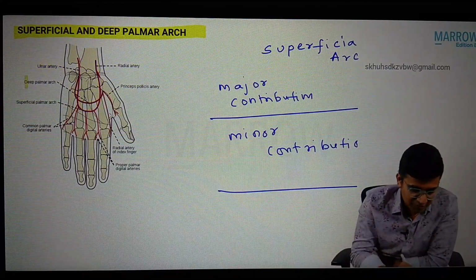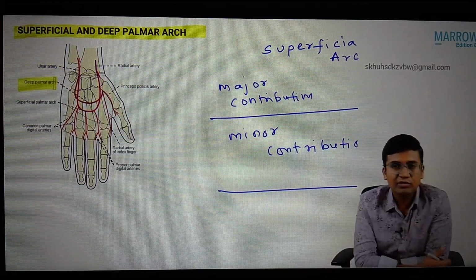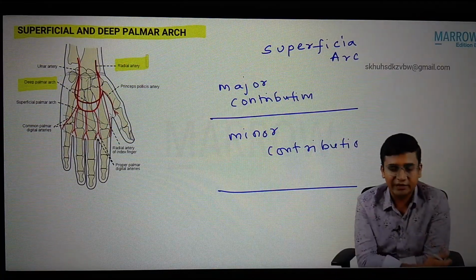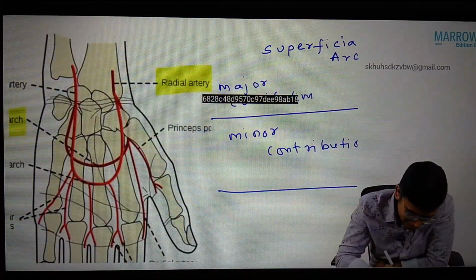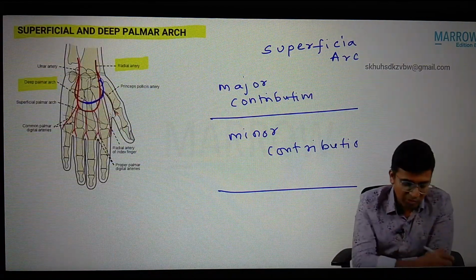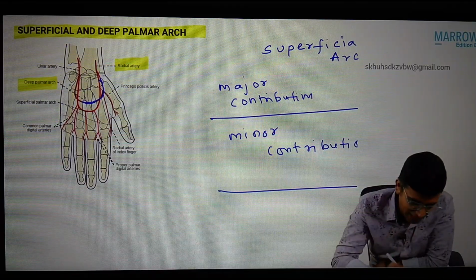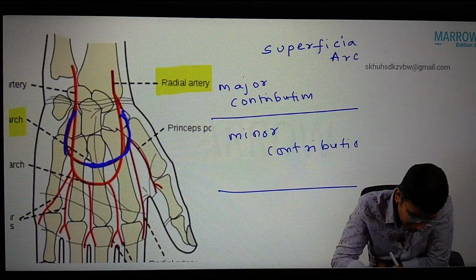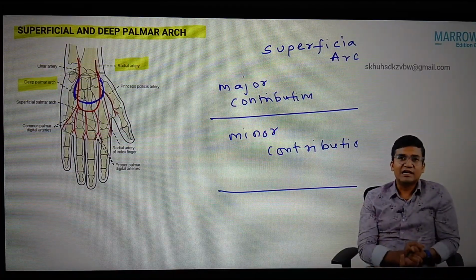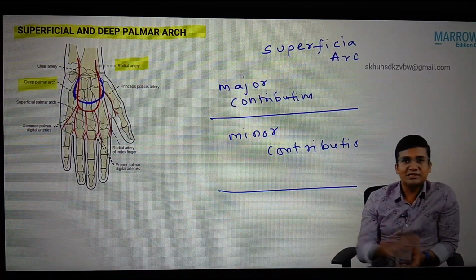Right. Next, we're going to see the deep palmar arch. The deep palmar arch is a direct continuation of the radial artery. So this is the deep palmar arch. Can you see here? Yes. The deep palmar arch is completed on the other side by one small contribution from the ulnar artery. This one, the contribution from ulnar. So the deep palmar arch: major contribution, radial artery; minor contribution, ulnar artery.